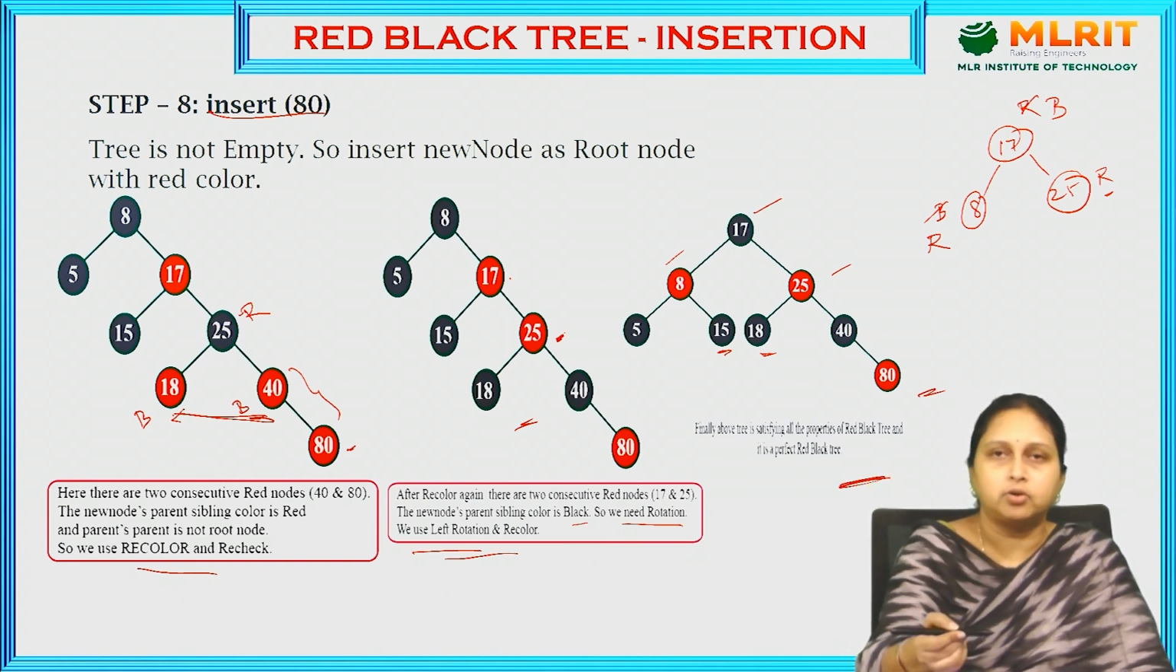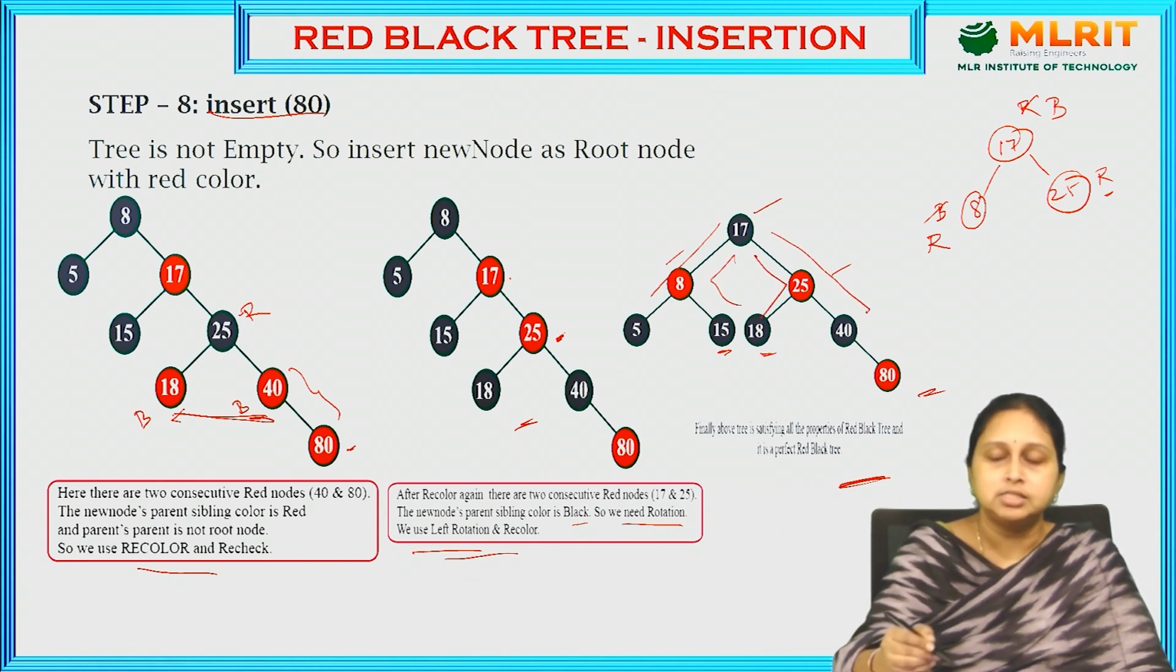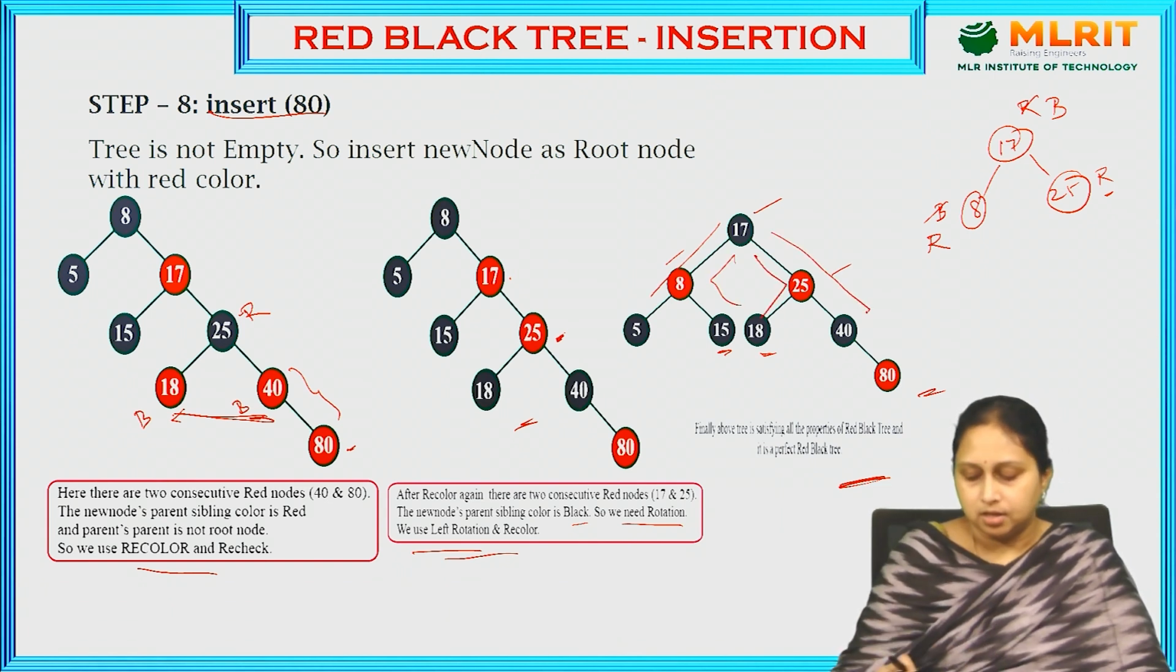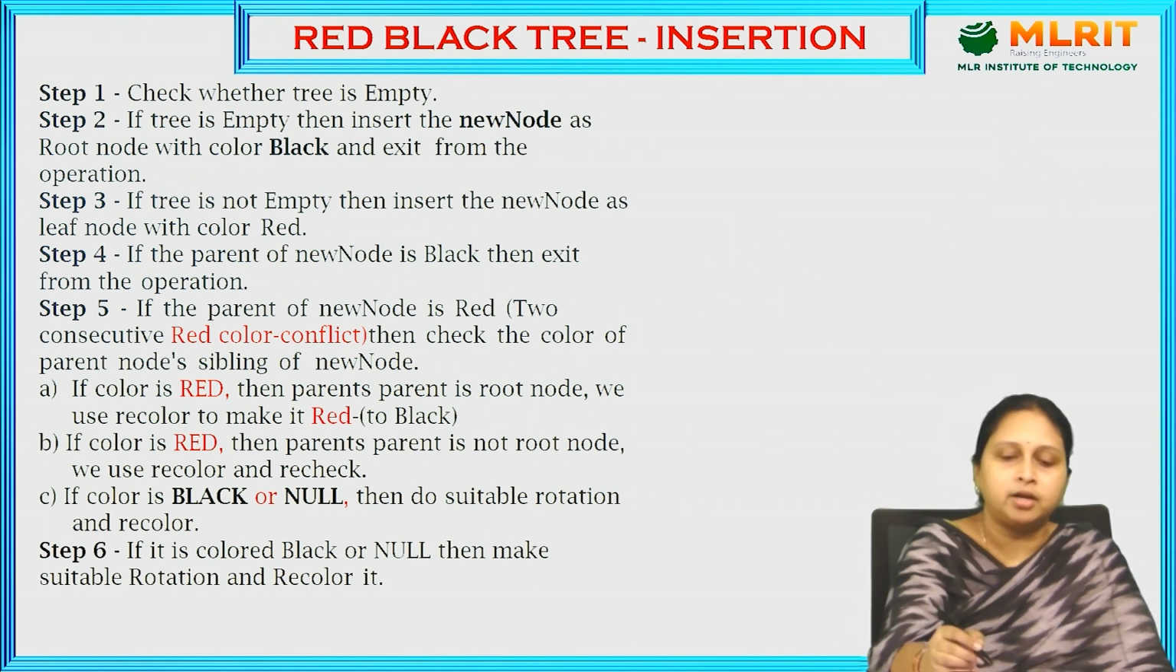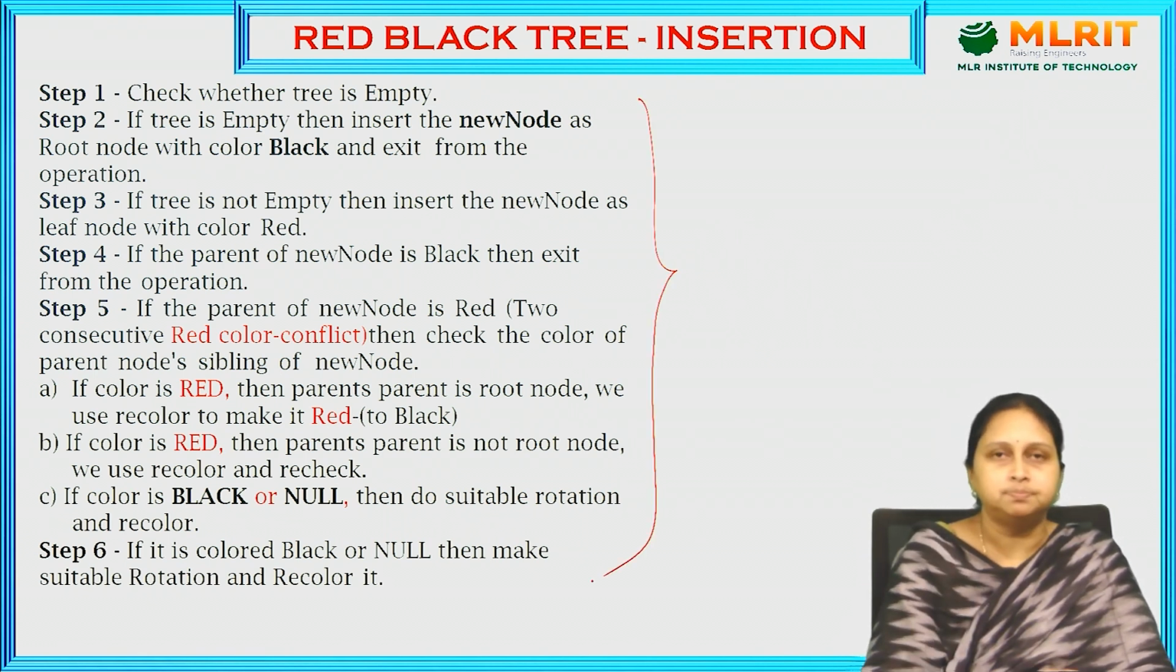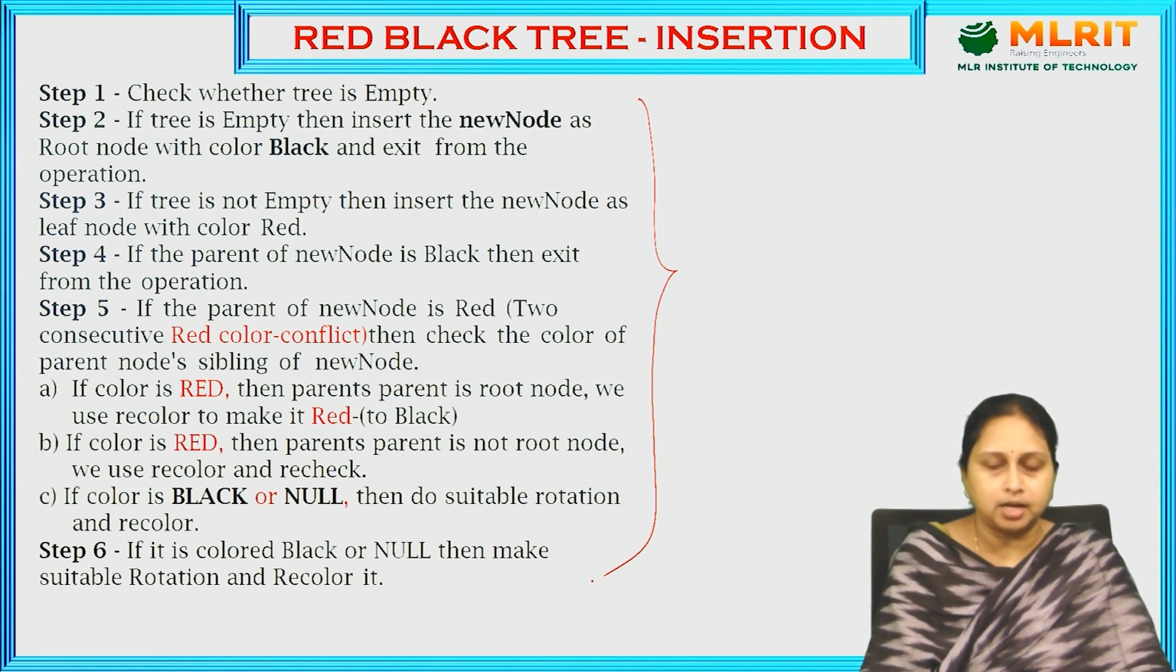We can check the other properties. On every path we need to have the same number of black nodes. While solving any example, you can check with this algorithm and you will be able to construct a red black tree.